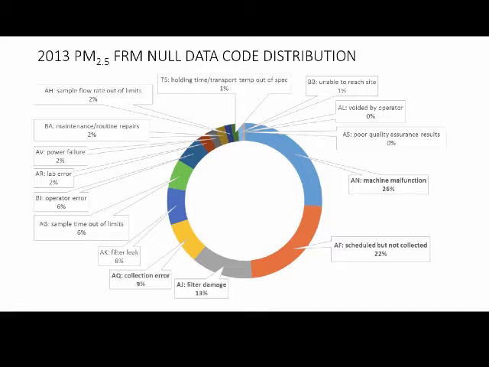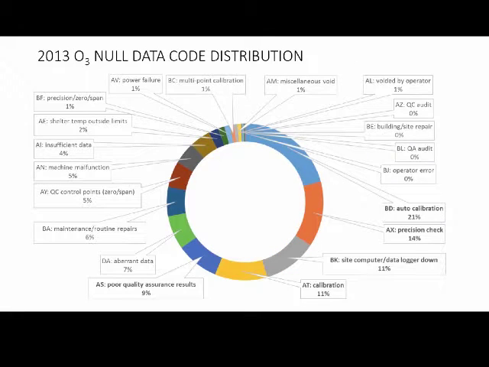For 2013, here are the percentages of codes that were used for PM 2.5 for ARB. You can see about a quarter was machine malfunction, and another 20% or so was scheduled but not collected. For ozone, there's a similar breakdown: auto calibration about 20%, precision check 14%, aberrant data 7%. It gives you an idea of how these break down and what's more commonly used.